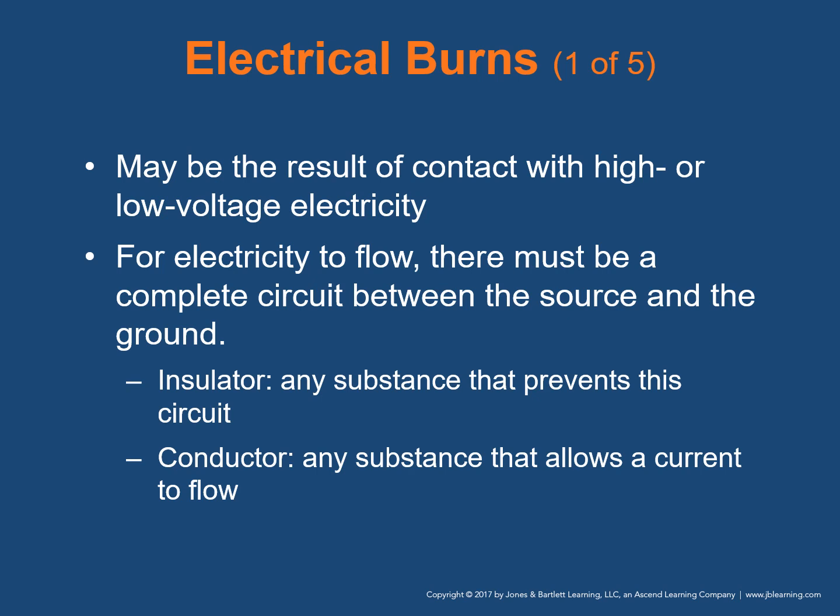An insulator is any substance that prevents this circuit from being completed. A conductor is any substance that allows a current to flow through it. The human body is a good conductor. Electrical burns occur when the body, or a part of it, completes a circuit connecting a power source to the ground.